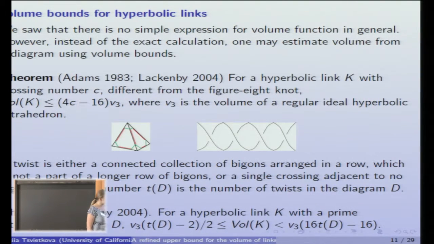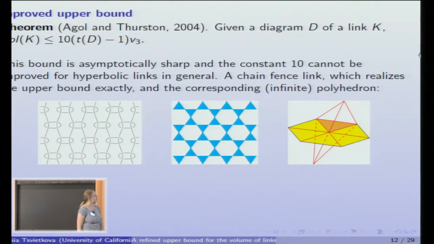And so very soon after it came out, it was improved by Yan and Dylan Thurston. So given a diagram, you can actually get a better upper bound. You can actually have 10 times the twist number minus 1, multiplied by V3. And Yan and Dylan Thurston also showed that this bound is asymptotically sharp. So the constant 10 cannot be improved, asymptotically, because you take something that looks like an infinite link.